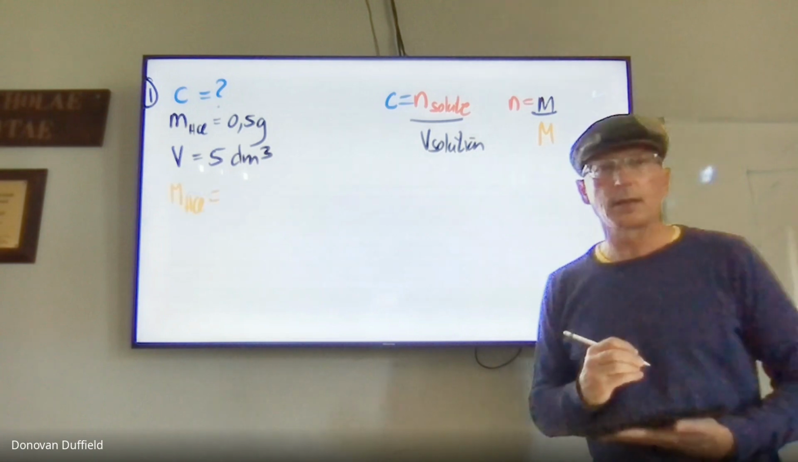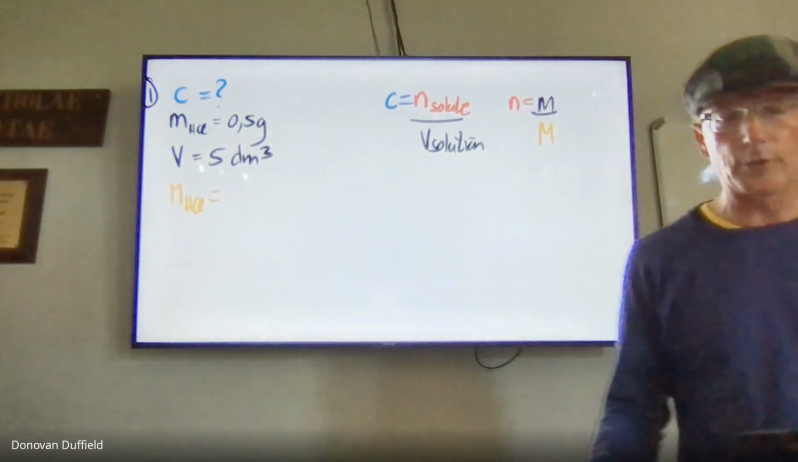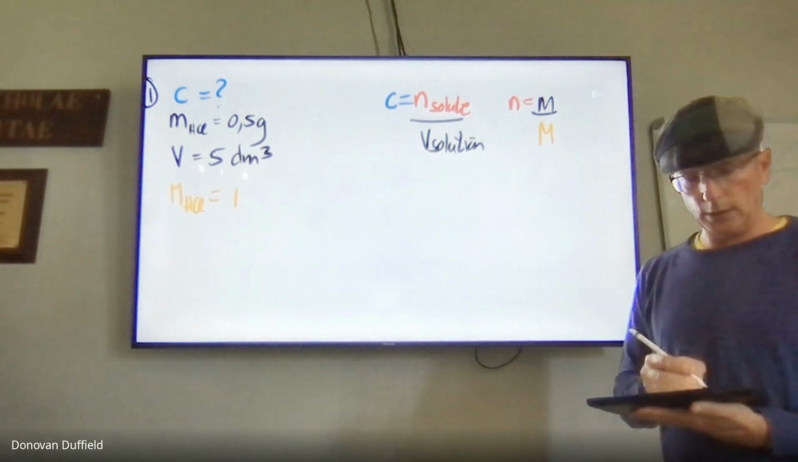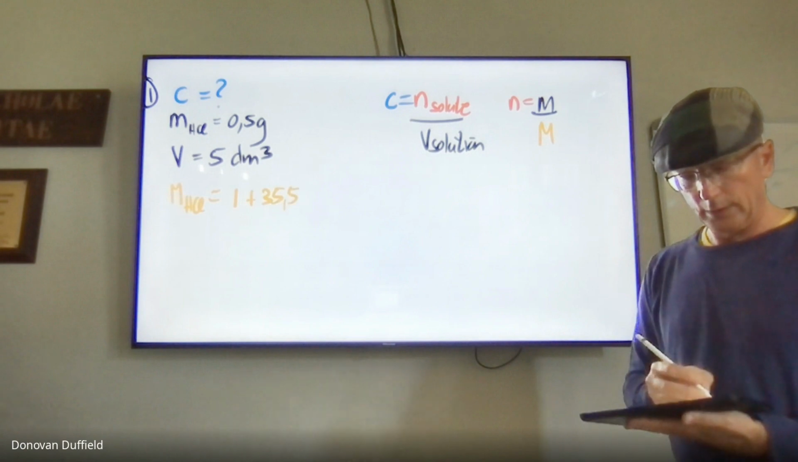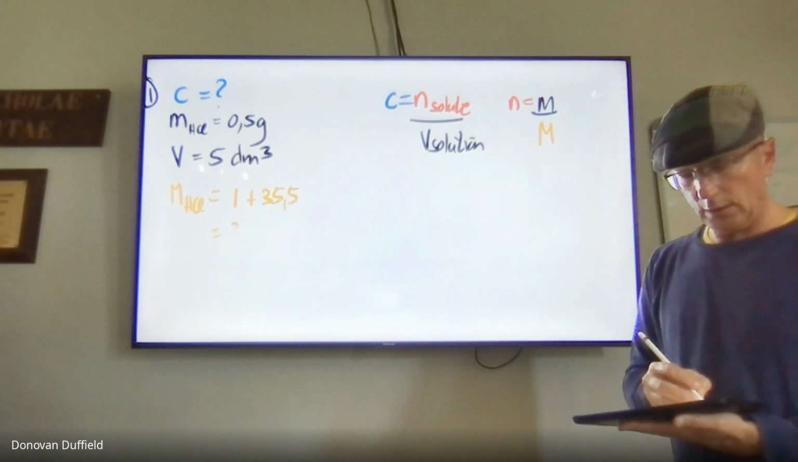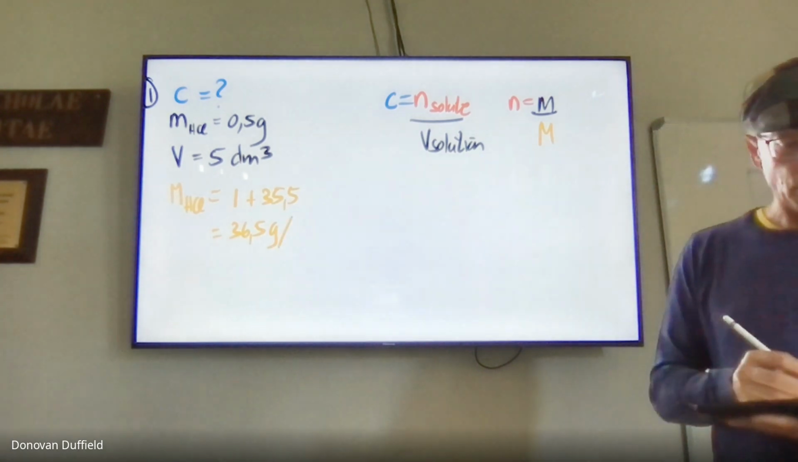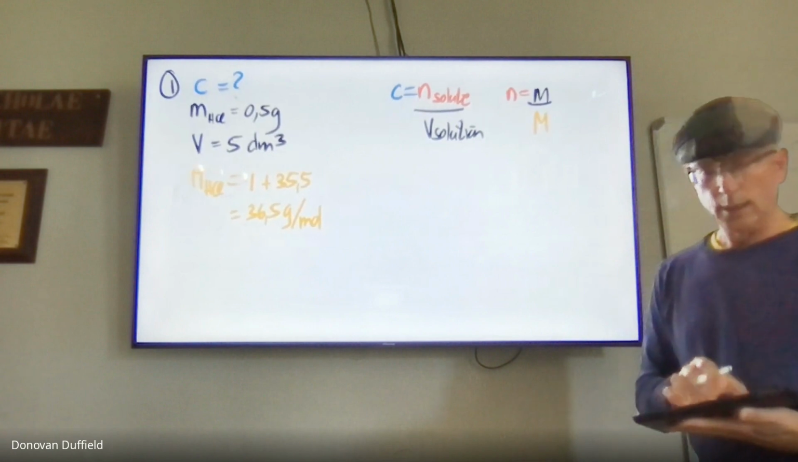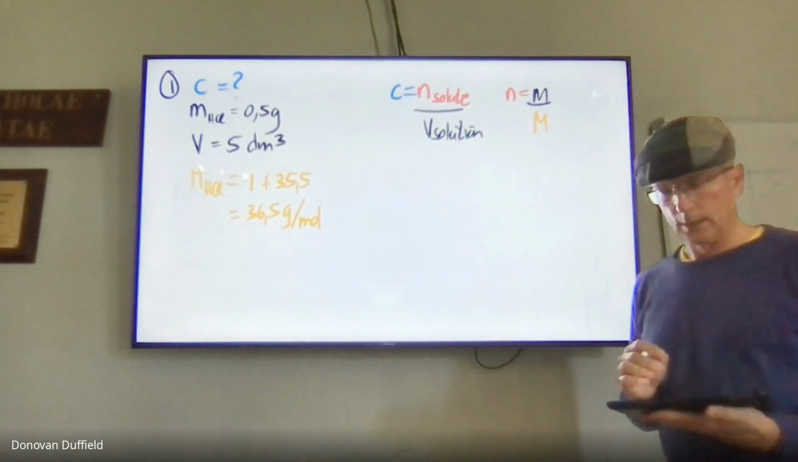So if I look at my periodic table, I know that hydrogen has got a molar mass of 1 gram per mole, and chlorine is 35,5. So this gives 36,5 grams per mole. Sorry, not per cubic decimeter, per mole. So the molar mass is 36.5 grams per mole.